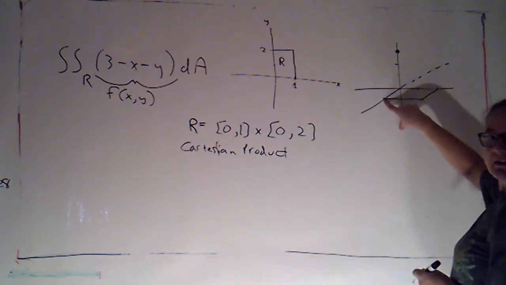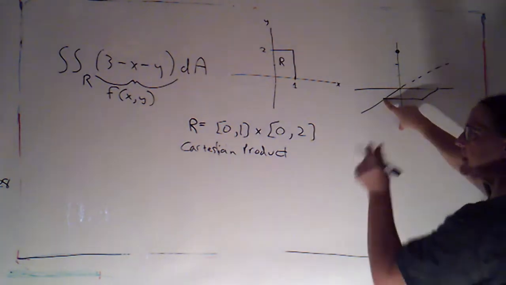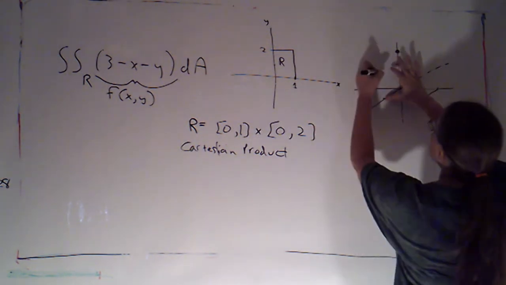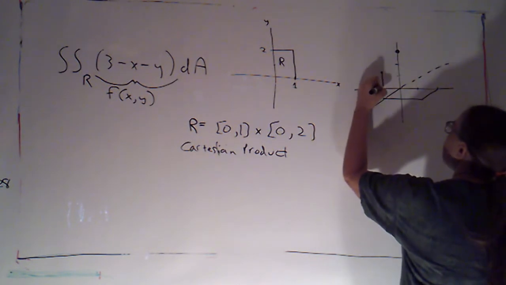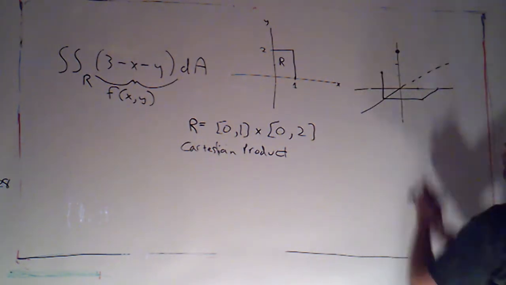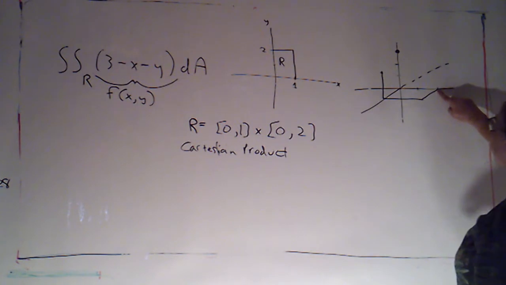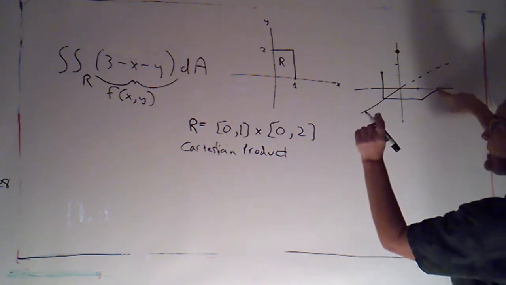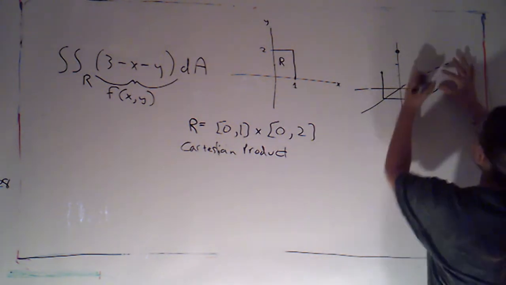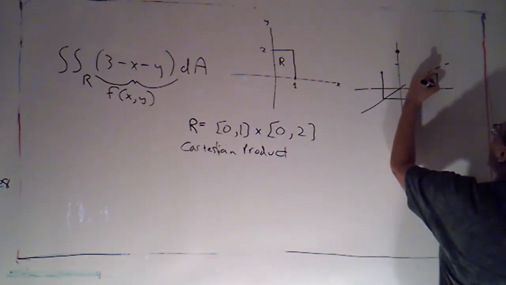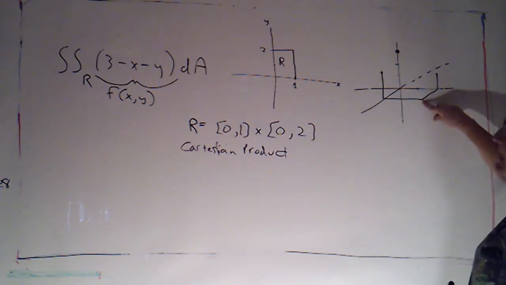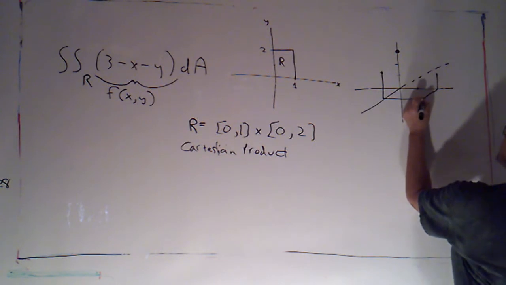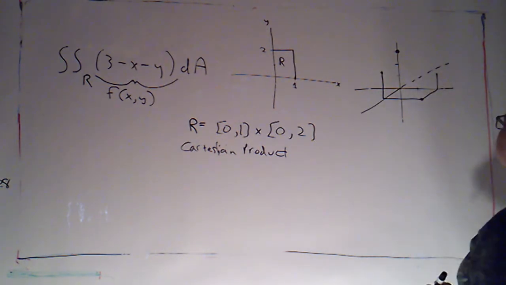At this point, x is 1 and y is 0, so our height is 3 minus 1, which is 2. So I'm going to come up a distance of 2. I'm going to go ahead and connect that. I'm sort of just drawing in a wall there. Okay. At this point, x is 0, but y is 2. So we've got 3 minus 0 minus 2. That's going to be 1, so I'll come up a height of 1. And at this point, x is 1 and y is 2, so our height ends up being just 0. So we're actually on the xy plane there.